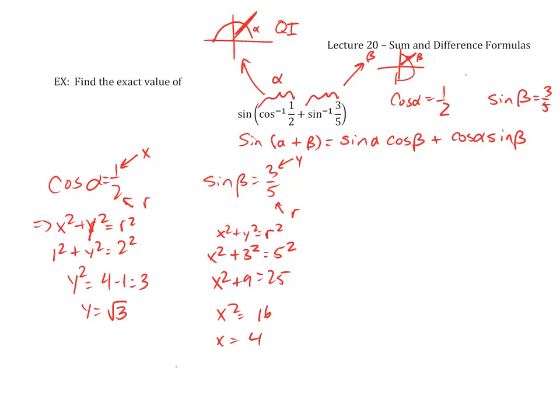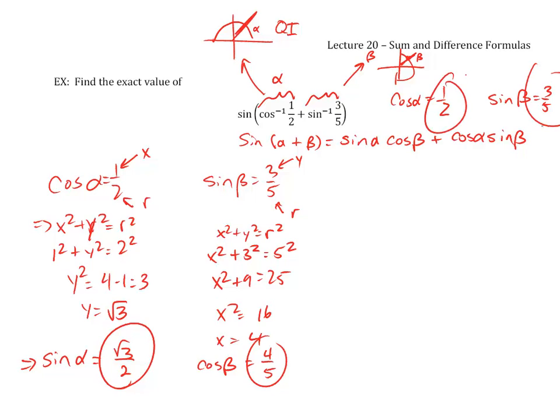And what this means is for cosine of alpha, I can also find sine of alpha, which would be square root of 3 over r, which is 2. And for sine of beta, I know 3/5 is the sine of beta. Cosine of beta would then be x over r, which is 4 over 5. So plug all of these values in to this guy.